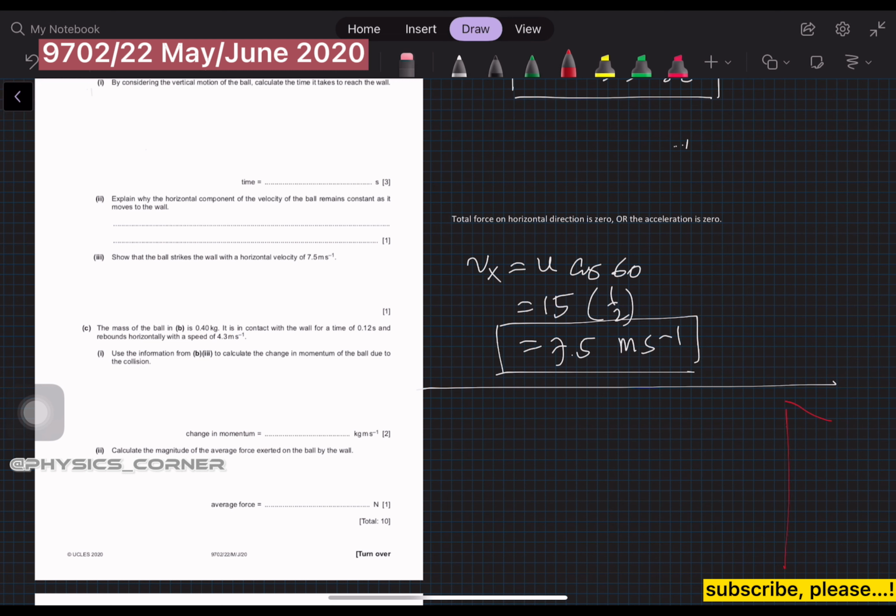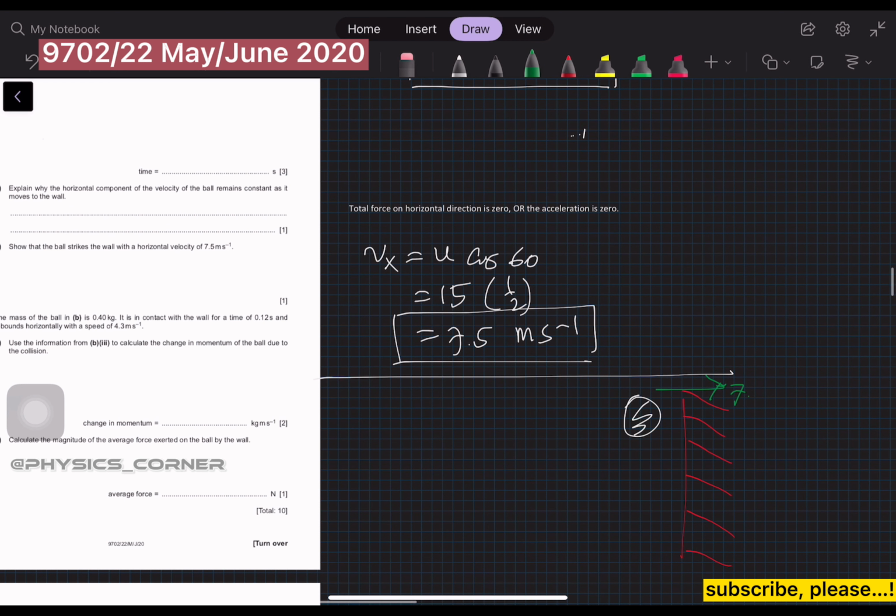Okay, let's say this is a wall. The ball has an initial velocity to the right of 7.5 meter second minus 1, and then it rebounds at 4.3 meter second minus 1.